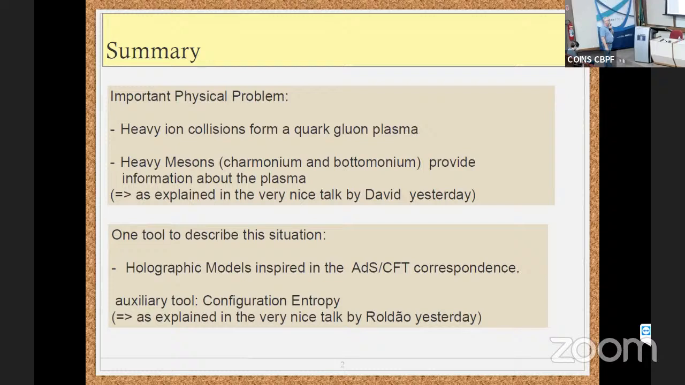And the tools that we use for this are holographic models, models that are inspired by the AdS/CFT correspondence. They are models, not theories, okay? And we have an auxiliary tool, which is configuration entropy. With respect to configuration entropy, I will show you a very recent result about the singular behavior of this quantity when we have the complete dissociation of a particle, okay? We also heard about configuration entropy yesterday in the very nice talk by Rodon.